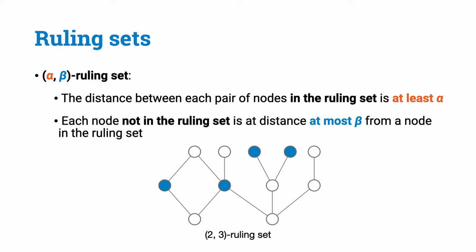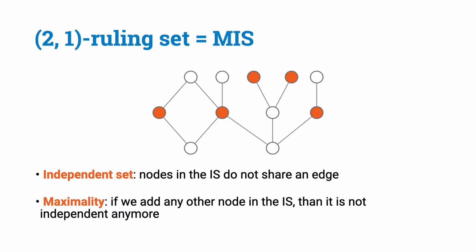So let's see how they are defined and some properties about them. An alpha-beta ruling set is a subset of the nodes of the graph such that the distance between each pair of nodes in the set is at least alpha, and each node not in the ruling set has a node in the set at distance at most beta. For example, in the figure is depicted a 2-3 ruling set, where the nodes in the set are the blue ones. You can see that the set is independent and that all white nodes have distance at most 3 from blue nodes. The family of ruling set problems includes a classical graph problem that is the maximal independent set problem.